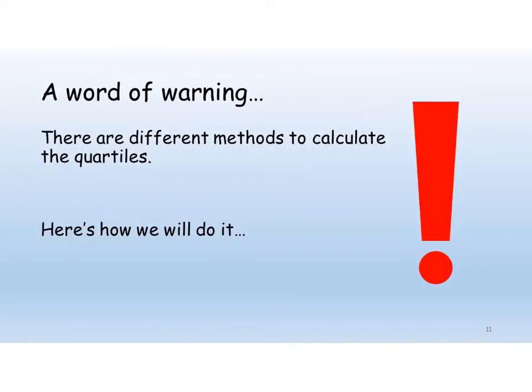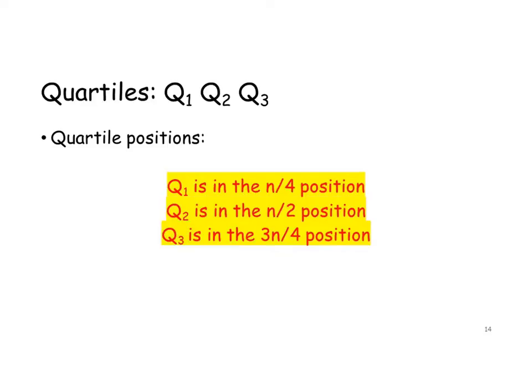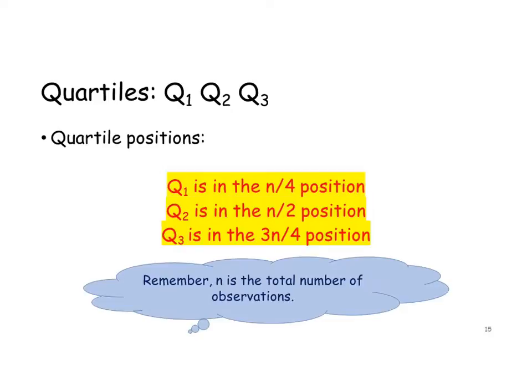Now, we do have to be careful. Different textbooks will calculate quartiles using different methods, so let's see how we will do it. First, we need to find the position of the quartiles. Q1 is in the n divided by 4 position, Q2 is in the n divided by 2 position, and Q3 is in the 3n divided by 4 position. And remember that n is the total number of observations. So Q1 is the quarter position, Q2 is the half position, and Q3 is the 3/4 position.